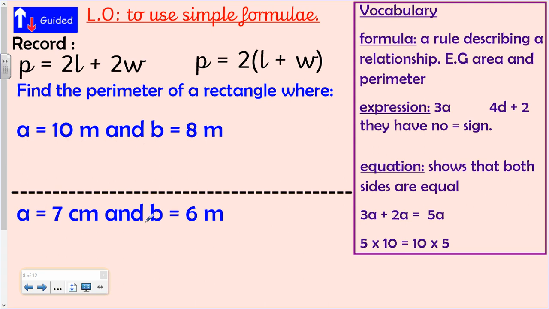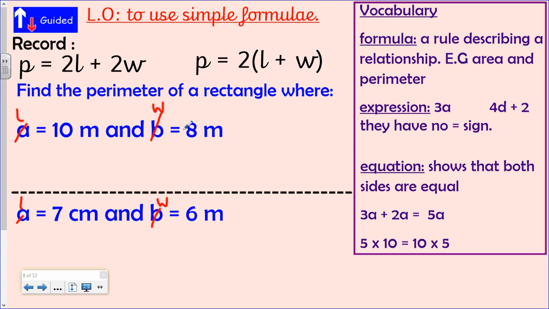Right, two tasks for you to have a look at. Can we find the perimeter of a rectangle where A is 10 meters and B is 8 meters? And where A is 7 and B is 6. Now, what would be useful, and I might just change this now while we're talking actually, is that we make this L and not A. I don't know why I've used A there. And we make this W. And we'll do the same here. So this will be L and this will be W. That would seem to make more logical sense, okay?